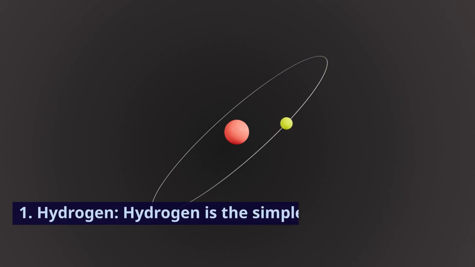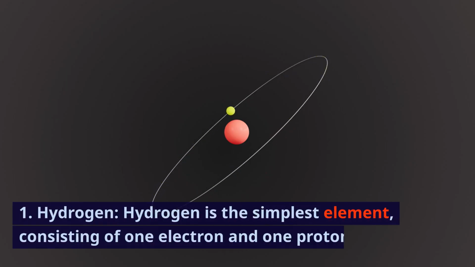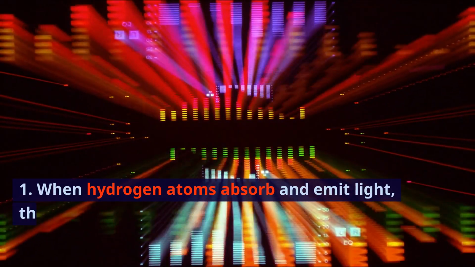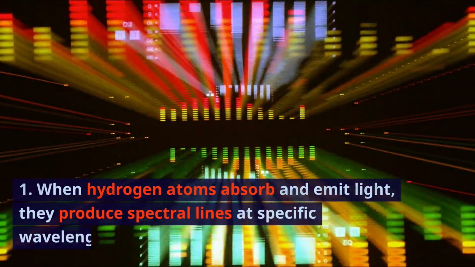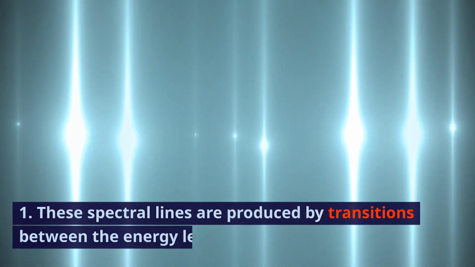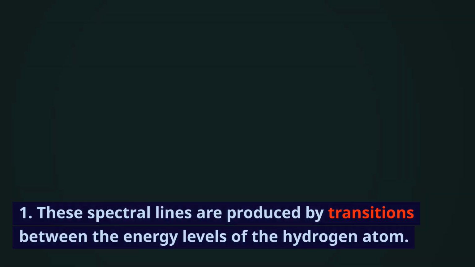Here are some examples. 1. Hydrogen. Hydrogen is the simplest element, consisting of one electron and one proton. When hydrogen atoms absorb and emit light, they produce spectral lines at specific wavelengths and energies. These spectral lines are produced by transitions between the energy levels of the hydrogen atom.